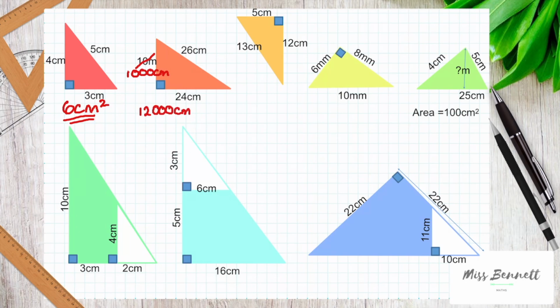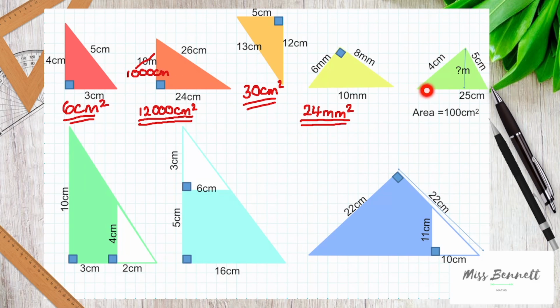For the next question, 5 multiplied by 12, which is the base and the height, is 60, and half of that is 30 centimetres squared. The yellow one, the base and the height, remember they have to be perpendicular to each other, which is 6 multiplied by 8 is 48, and half of 48 is 24 millimetres squared.